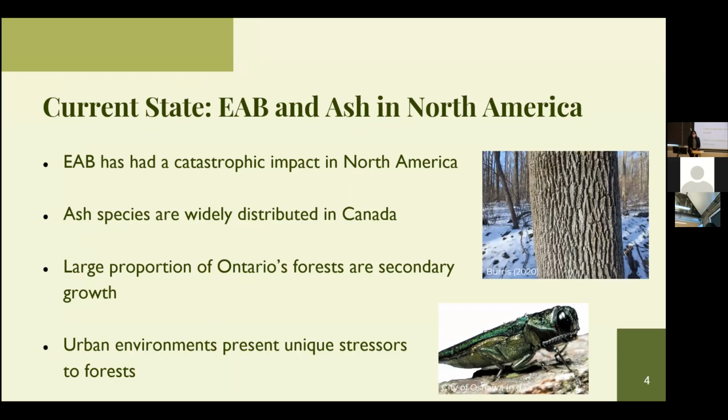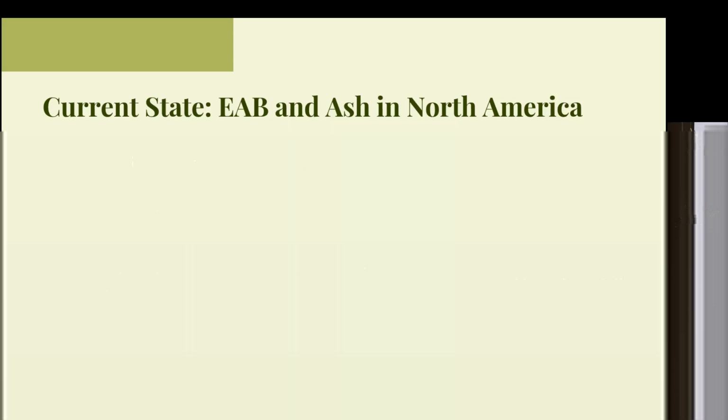So a bit of background about EAB and ash in North America. EAB is a wood-boring beetle that has had a devastating impact in North America. It's able to kill a large healthy ash tree in about 3 to 4 years. In terms of ash species, they are widely distributed in Canada. The 3 common tree species for ash are white ash, green ash, and black ash. An important thing to note is that a large proportion of Ontario's forests are secondary growth, which means they have a lot of successional species like ash.